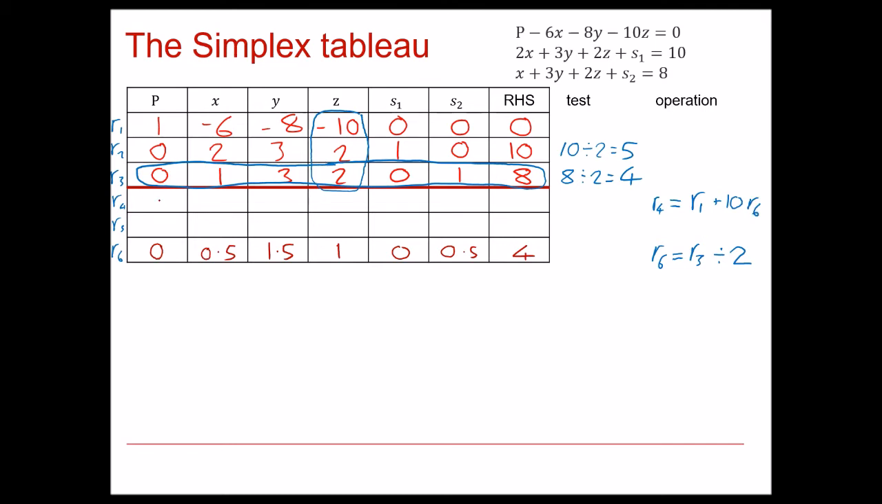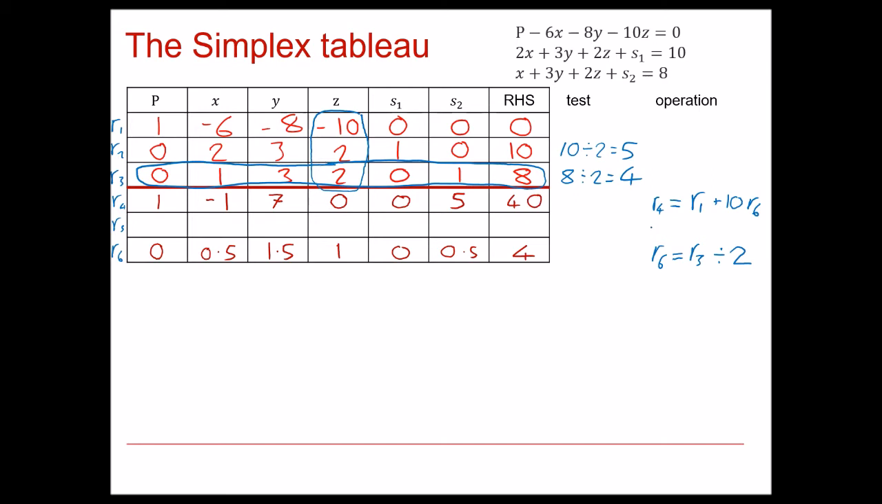So I've got 1 plus 10 lots of 0, so that's obviously just 1. Then minus 6 plus 10 lots of 0.5 gives me minus 1. Minus 8 plus 10 lots of 1.5 gives me 7. Minus 10 plus 10 lots of 1 obviously gives me 0, which is what I required. Then I've got 0 plus 10 lots of 0, 0 plus 10 lots of 0.5, and 0 plus 10 lots of 4, which is 40.